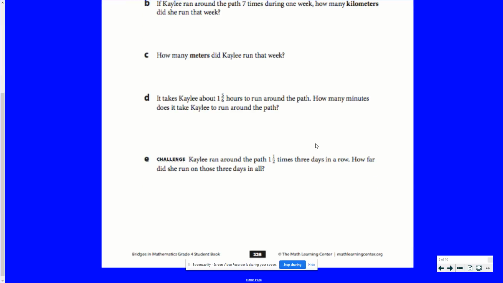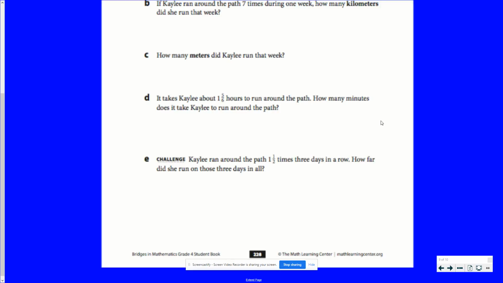Something that might be a little bit more confusing to you is problem D. This is where they are talking about time. So I want you to think about your clock. It takes Kaylee about 1 5/6 hours to run around the path. How many minutes does it take Kaylee to run around the path? Well, we know that 1 hour is 60 minutes. Then it says 5/6 of 60 minutes.